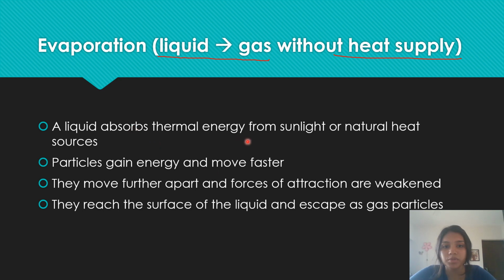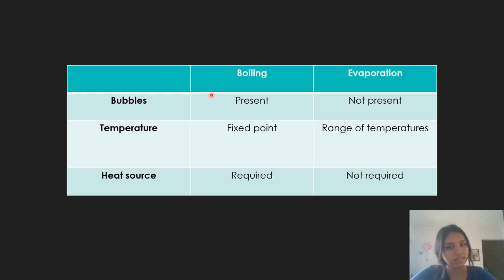So the liquid absorbs thermal energy from sunlight or natural heat sources. The particles gain energy and move faster. They move further apart, and forces of attraction are weakened. The particles from the bottom reach the surface of the liquid, and they escape as gas particles. That's it. That's just it in evaporation. You're not seeing this in your syllabus, but I think it's good to know just in case.